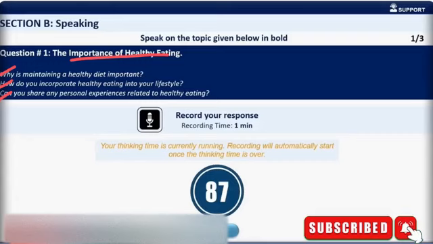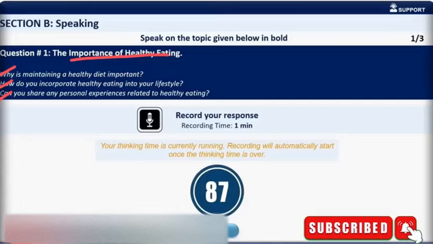Healthy eating is essential for maintaining both physical and mental well-being. A balanced diet provides the body with nutrients it needs to function efficiently. It boosts immunity and prevents chronic diseases like diabetes and heart issues. It also enhances mental clarity and energy levels, helping you stay productive throughout the day.